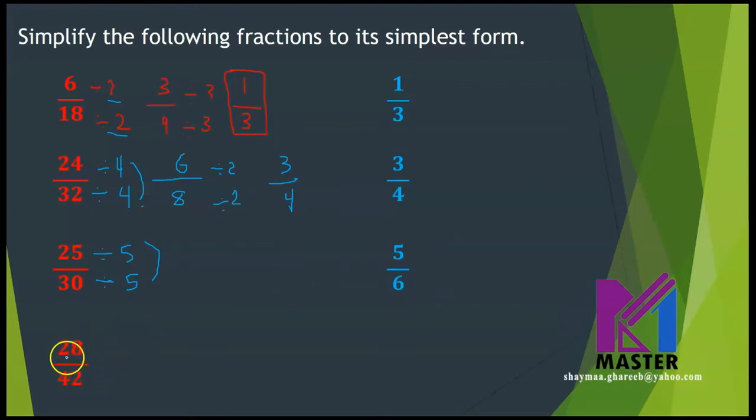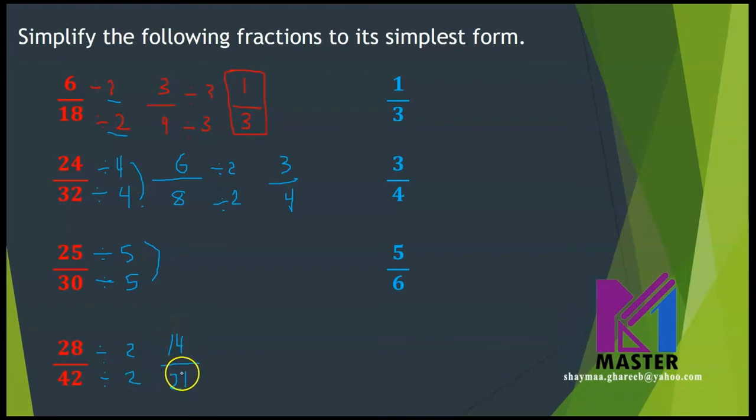Last example here, 28 over 42. Both of them are even numbers, so I can start dividing by 2. Let's try dividing by 2 because it's the simplest division. Division by 2, up and down. 28 divided by 2, half of 28 is 14. 42 divided by 2, half of 42 is 21. Now I have 14 and 21.